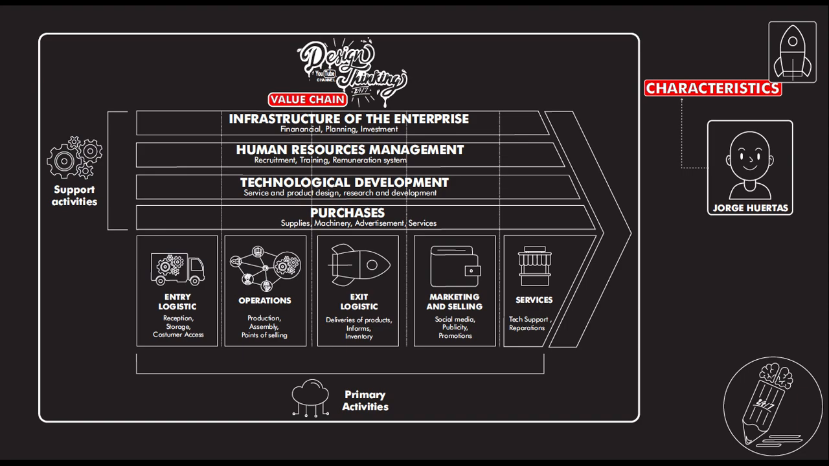After that, you have services. Why? Because you have to have tech support. You have to have repairs. If someone buys your product and it gets damaged, how can I repair it? So you need to have a specific department to do that. Very, very important. Finally, we have the margin.